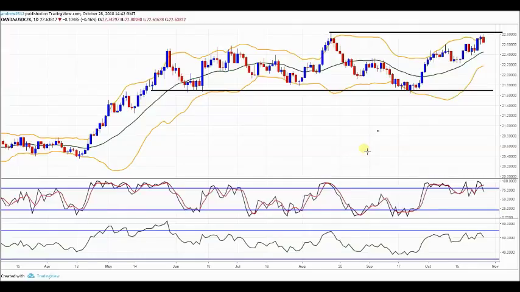You know there's going to be a lot of orders above that level. You want the battle to be resolved, and if it is resolved in the dollar's favor, she should continue to the upside. If you miss it, that's okay. You want real good confirmation, if that makes sense.